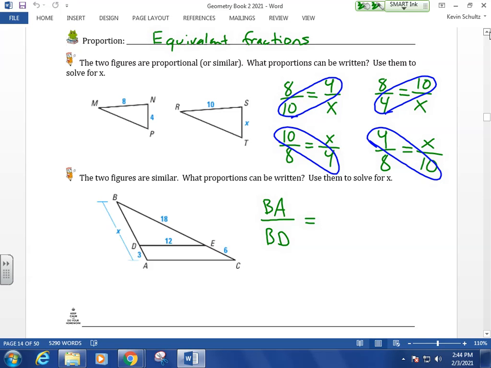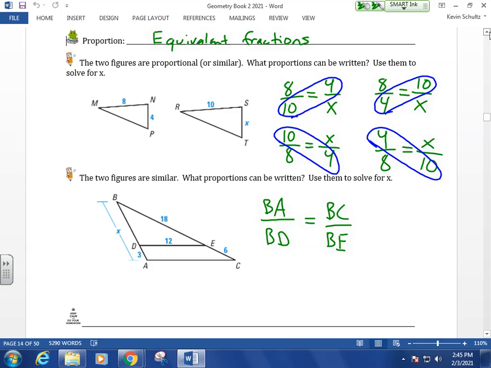And since we started with the big triangle in our first fraction, we're going to start with the big triangle again in our second fraction, and we get side BC, right? That long side of the big triangle. And then what side of the smaller triangle corresponds with BC? Julia? BE. Sometimes it's easier to set up your proportions with just naming sides and then plug in the lengths. Okay? What is the length of BA?